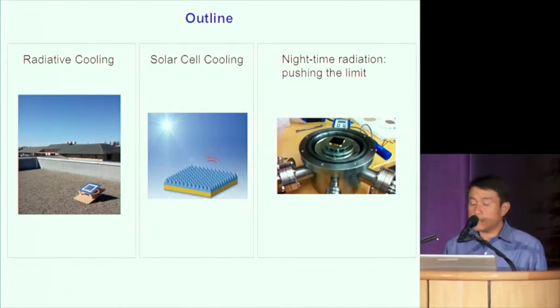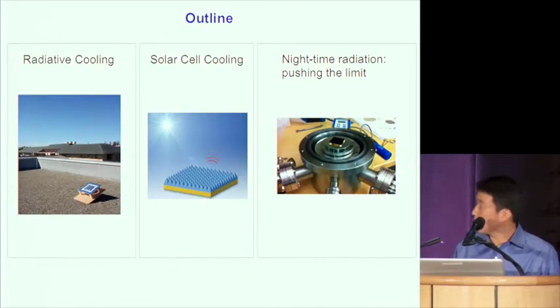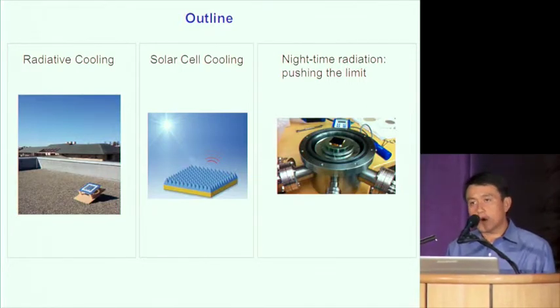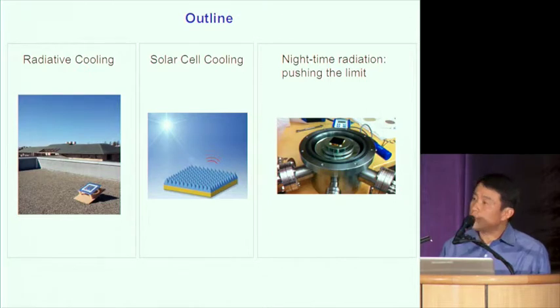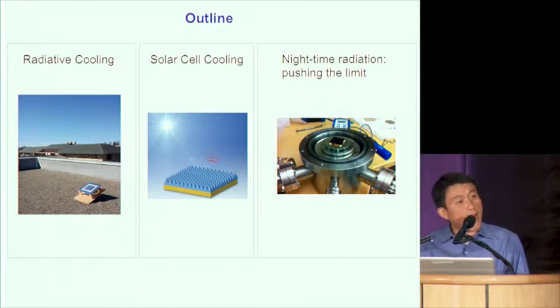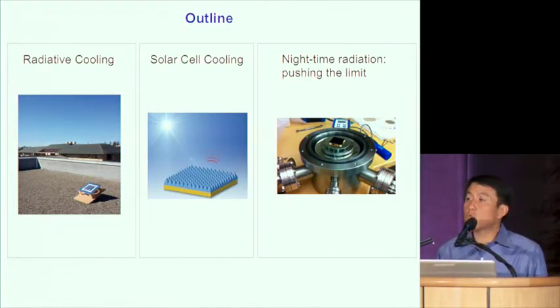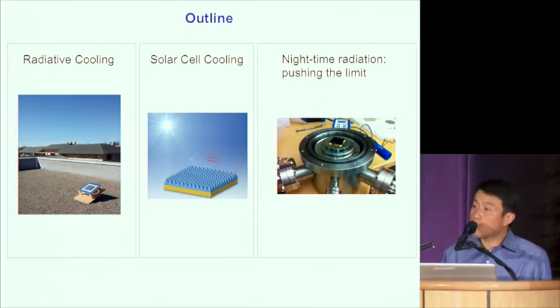So in this talk, I'm going to talk about three separate things. I'm going to talk about our work on daytime radiative cooling. We're then going to show how to combine radiative cooling with solar cells. And finally, I'm going to talk about some of the latest results that we have in the GCEP project, where part of the project was to try to push the limit of nighttime radiative cooling.